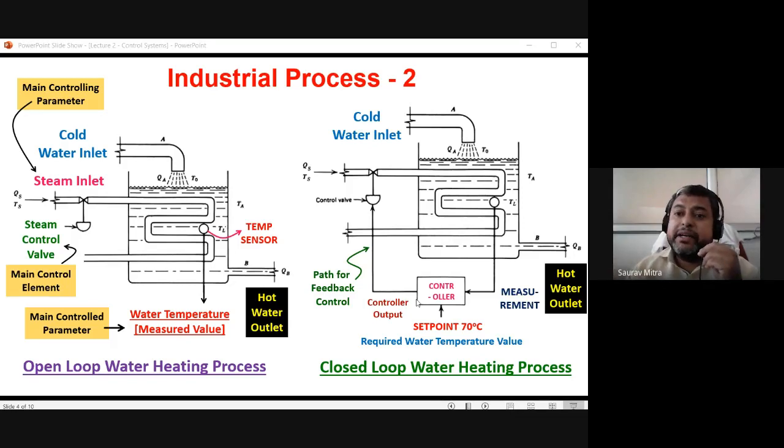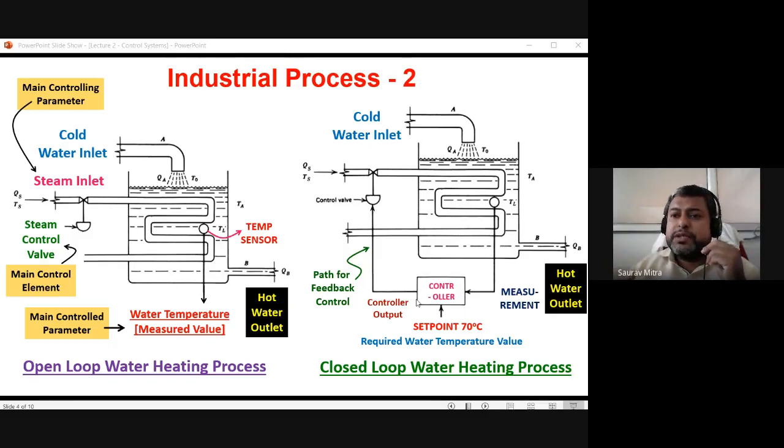Before entering the bathroom, we set the temperature of the water of the geyser to be 70 degrees centigrade. Five minutes before taking a bath, I will set the temperature as 70 degrees centigrade. As soon as the water reaches 70 degrees centigrade, I will receive a message from this water heating system on my mobile itself. So this can be a good project.